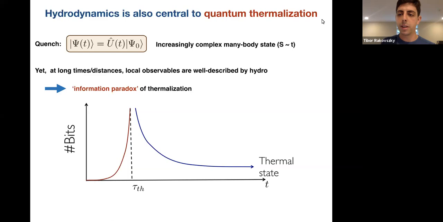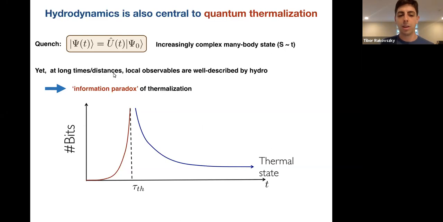But this is in contradiction with the fact that the state, as it's evolving, becomes increasingly complex. So for example, if I looked at the entanglement of this state, as it's evolving, it's growing linearly in time. So it's becoming a really entangled, really complex state.